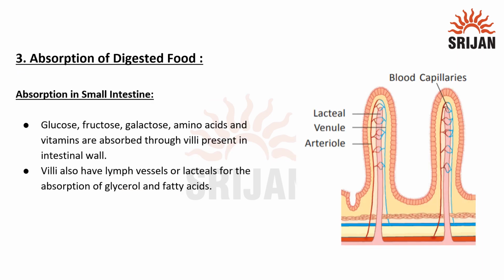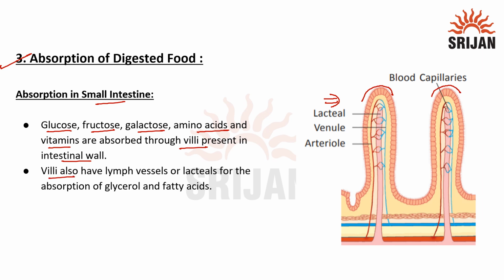Now let's move towards the next step in the process of nutrition, which is called absorption of digested food. The process of absorption takes place in the small intestine, and hence the small intestine is also called the site of absorption. It absorbs glucose, fructose, galactose, amino acids and vitamins through the villi present in the intestinal wall. In this image, we can observe these finger-like projections. These are called villi.